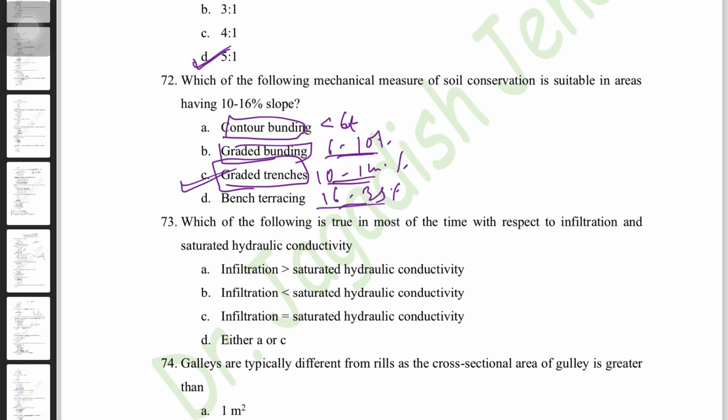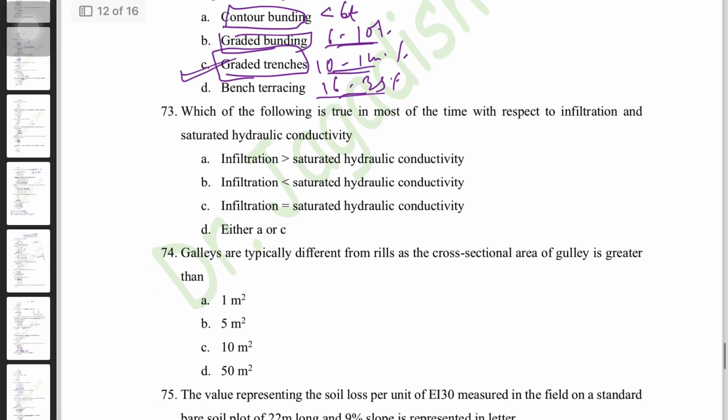Okay, so these values you can remember. Which of the following is not true most of the time with respect to infiltration and saturated hydraulic conductivity? For most of the time, which one will be higher? Most of the time saturated hydraulic conductivity is higher than infiltration. Why am I telling you? So this will be the correct answer, because infiltration is movement of water from saturated surface layer to unsaturated ground.